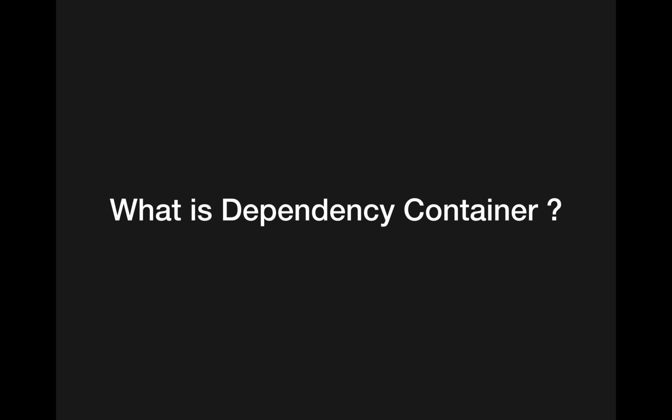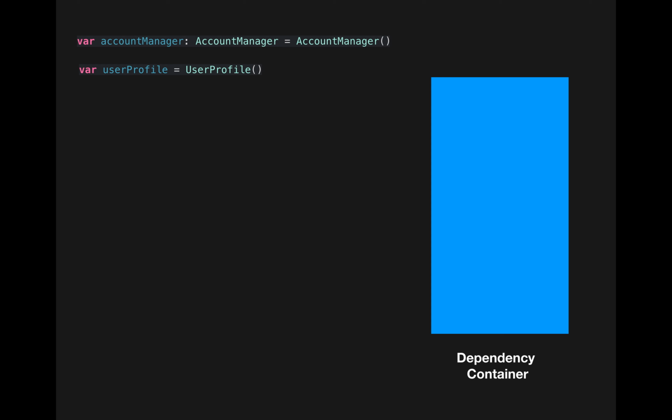What is dependency container? Suppose for an instance, we have two objects, account manager and user profile. These are two most commonly used objects at different places of your applications. So what are you going to do in this case? Are you going to create new instances of account manager wherever it is required? No, you can't create multiple instances of account manager. Why? Because account manager represents a single user's account which is logged in.